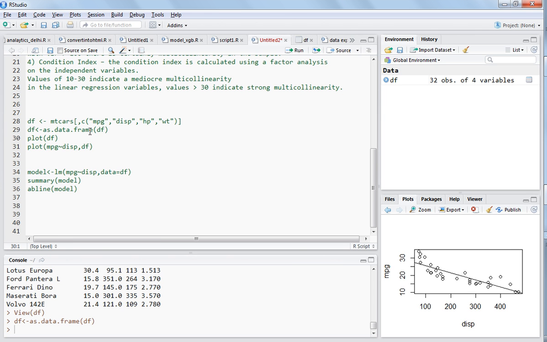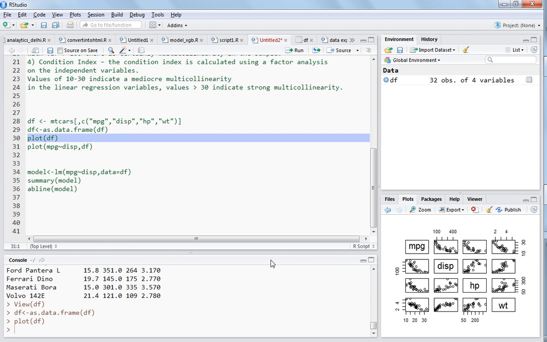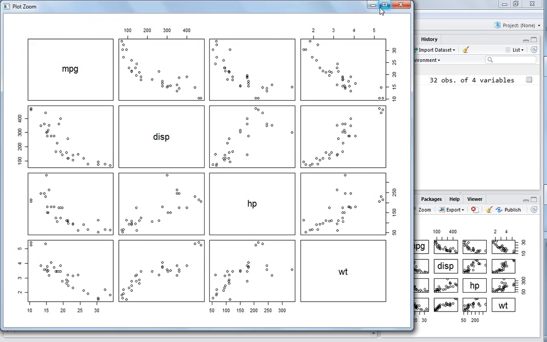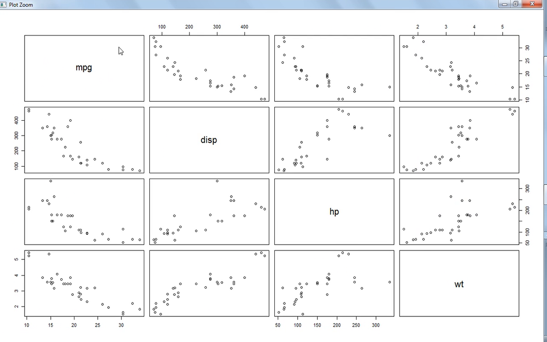So let's plot this data frame. If you see on the right hand side, what is this? It shows the relationship between the variables like MPG and displacement. As the disp is increasing, the MPG is going down. It is showing that there is some relationship. We cannot say linear, but there is some decreasing pattern in that. But of course, we can fit some line in that, right?